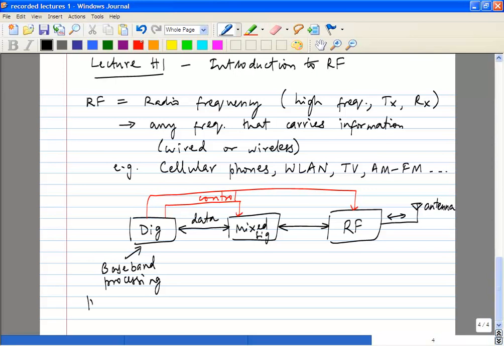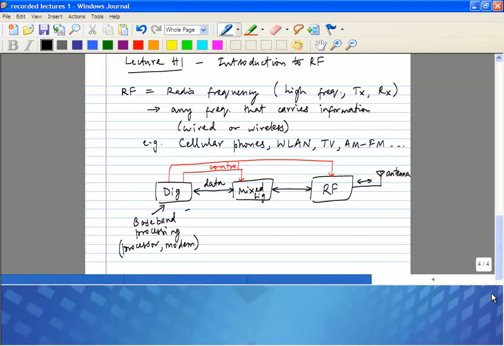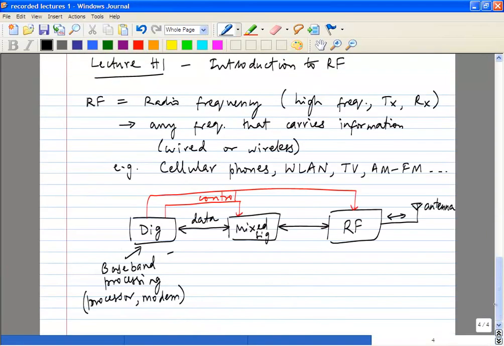So typically this could be the processor, it could include the modem, etc. The mixed signal portion includes the ADC, the analog to digital converter, the digital to analog converter, etc. You have a bunch of other systems. So you have the audio amplifier and so on. The RF system usually contains low noise amplifiers, mixers, and nowadays the PAs and so on. So there are lots of components.